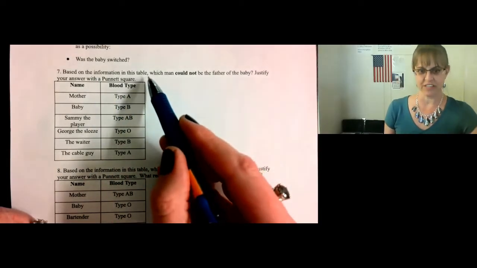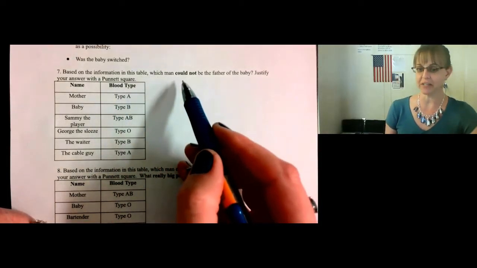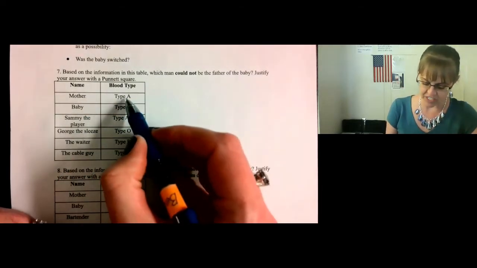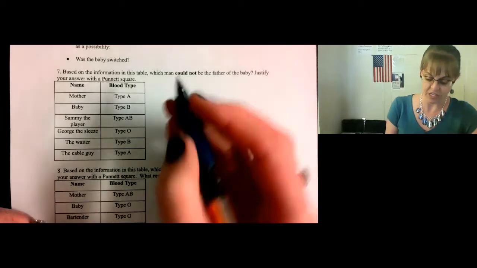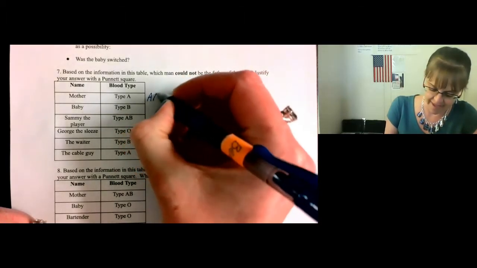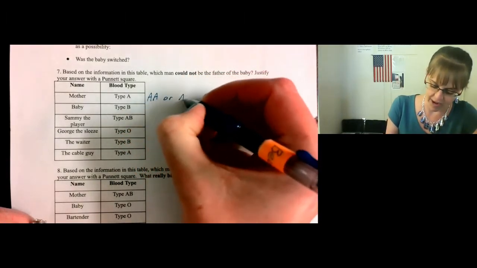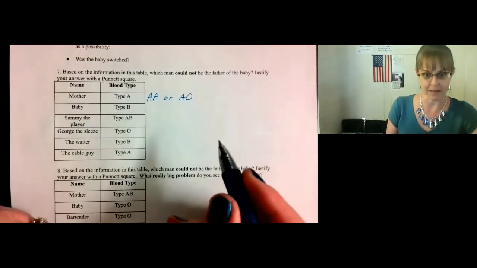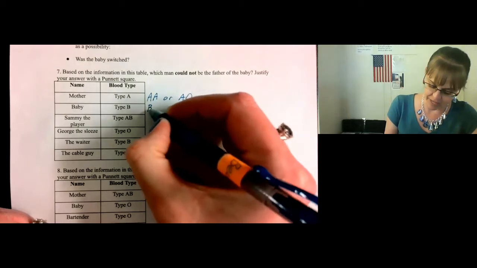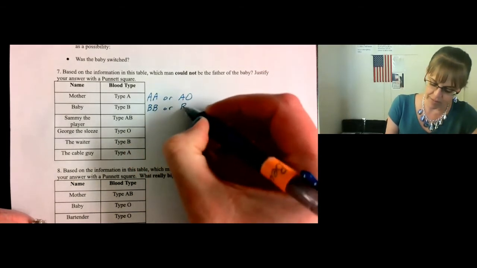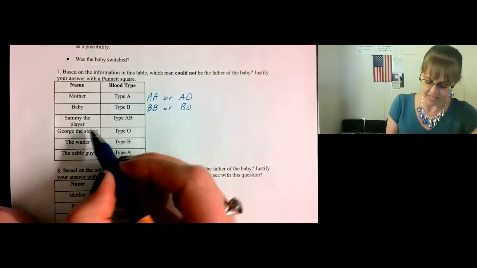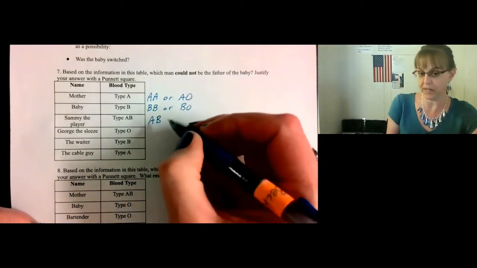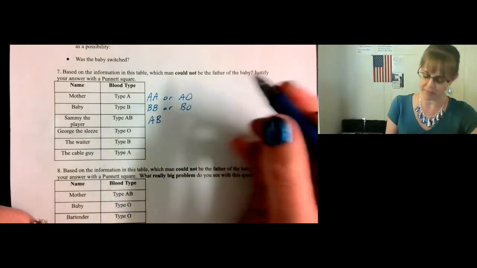Based on the information in this table, which man could not be the father of the baby? All right, so we have a mother with type A blood. She is either AA or AO. We don't know which one. The baby is type B, so the baby is either BB or BO. Sammy the player is definitely AB. That's the only way you can have AB blood type.